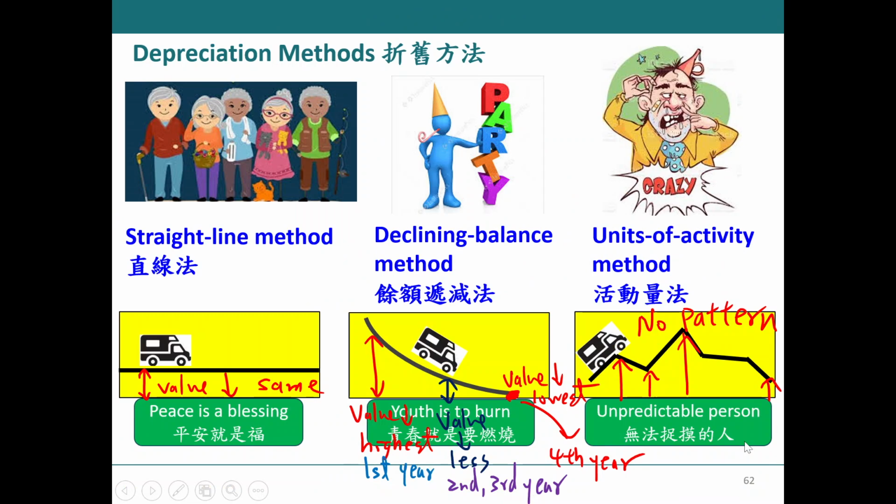So since you understand three methods: straight line method, declining balance method, and unit activity method. Let's see the first one, the old guy. When you are the old guy, you live the day, every day the same. So your value should decrease the same. So this method should be the most simple one, okay? Just divide by useful life, that's it.